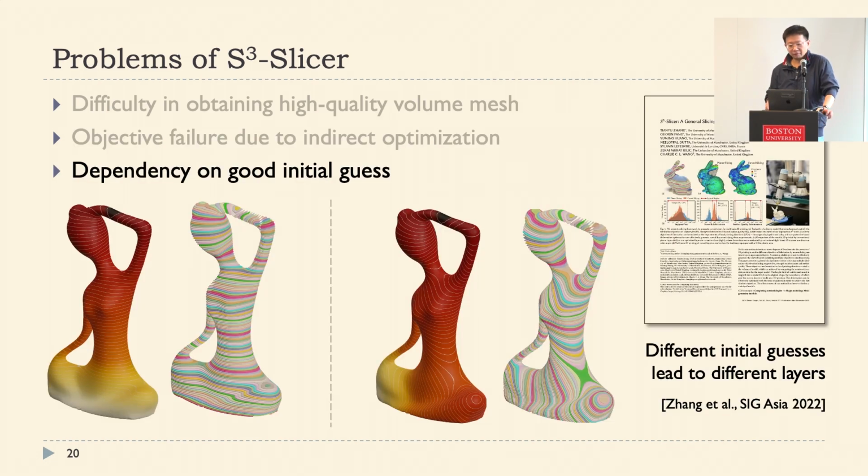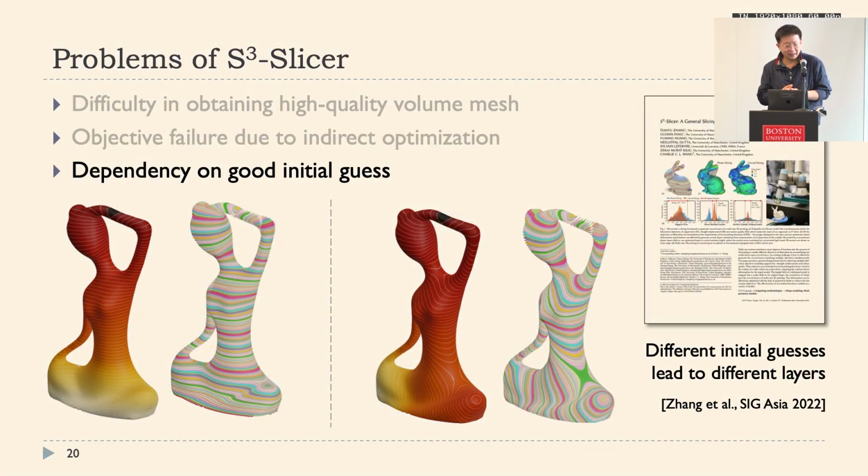And the third problem, of course, is that all those numerical optimizations heavily depend on good initial guesses. As we show on this yoga model, if you give different initial guesses, they definitely give you totally different kinds of curved layers.